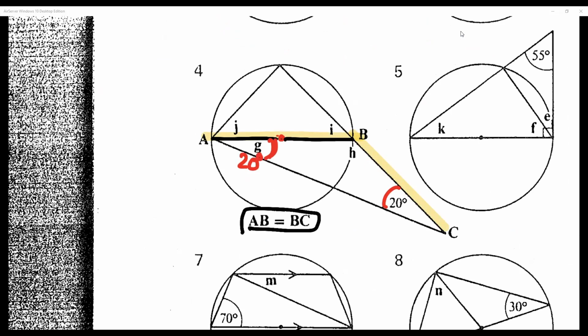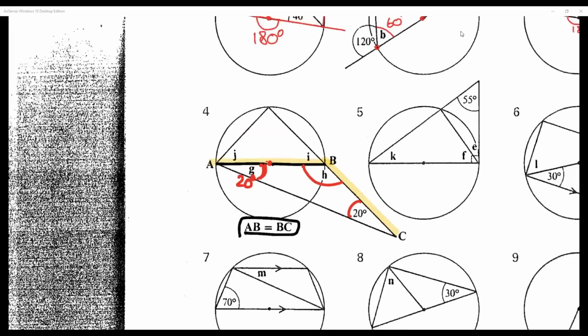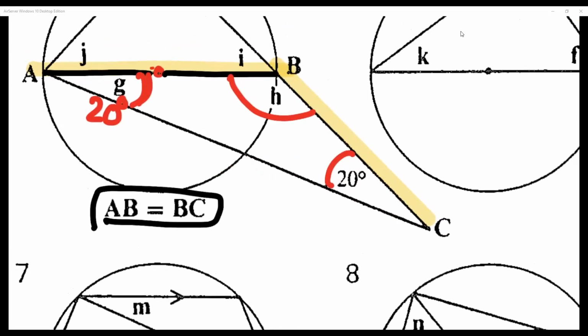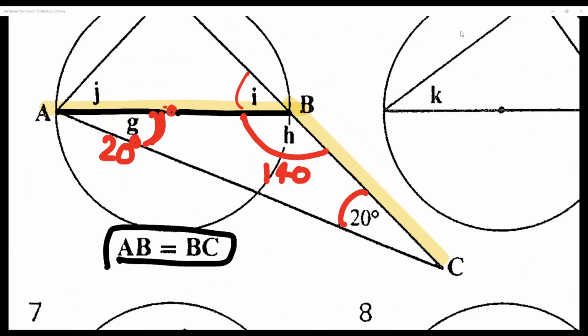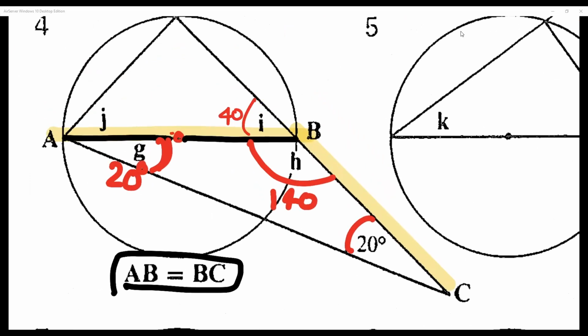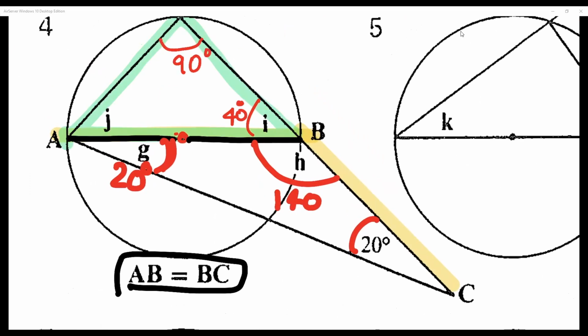Okay, reading this question. Eliza, what's H going to be? H will be 140. If H is 140, what will I be? 40. If I is 40 and this triangle here, I'll use a different color, is a triangle in a semicircle, then what will this angle here be? 90. And that's already 40. That's 90. Well, JB, 50.